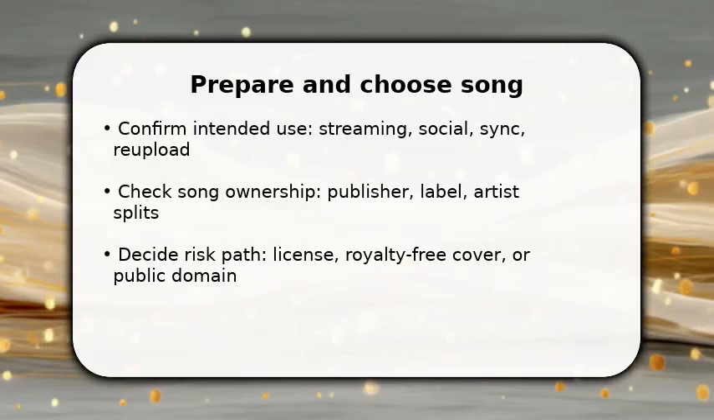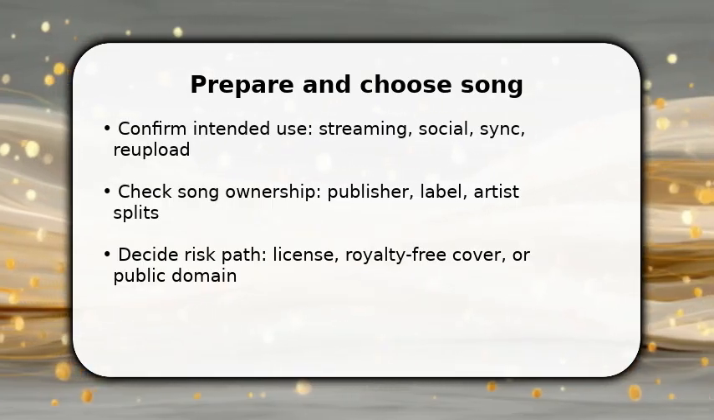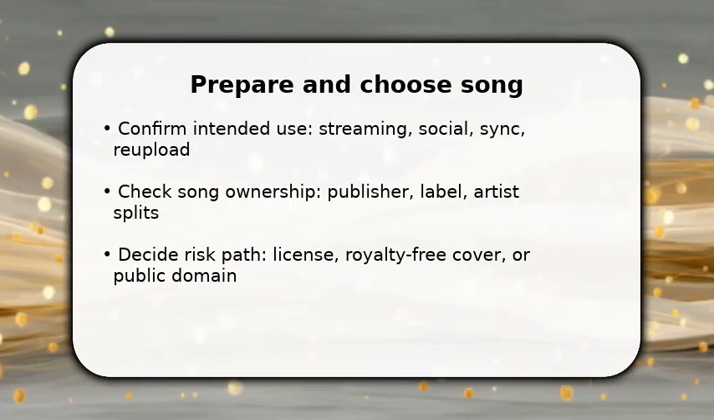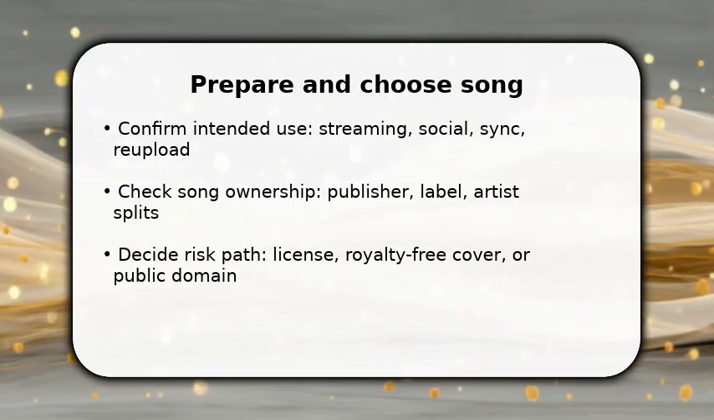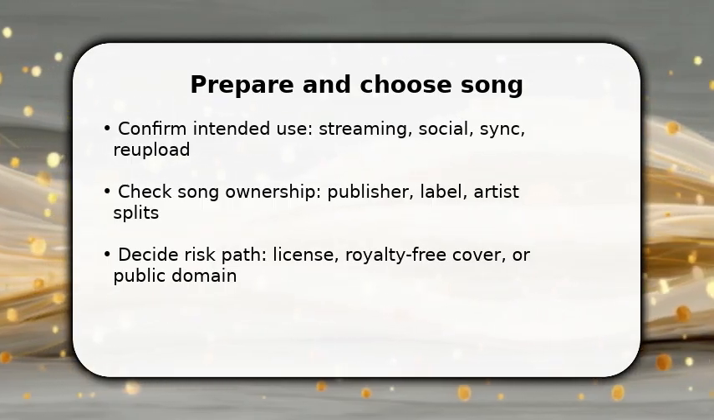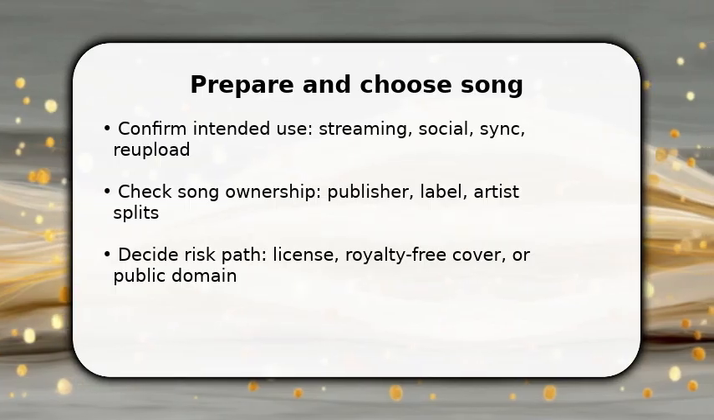You begin by deciding exactly how you will use the track, background, feature, or promotional clip. Once you pick the use, check ownership details and publishing split so you know who to contact. Make a quick choice: buy a license, record a royalty-free cover, or find a public domain alternative. You need clear intent to get accurate quotes and clearances.